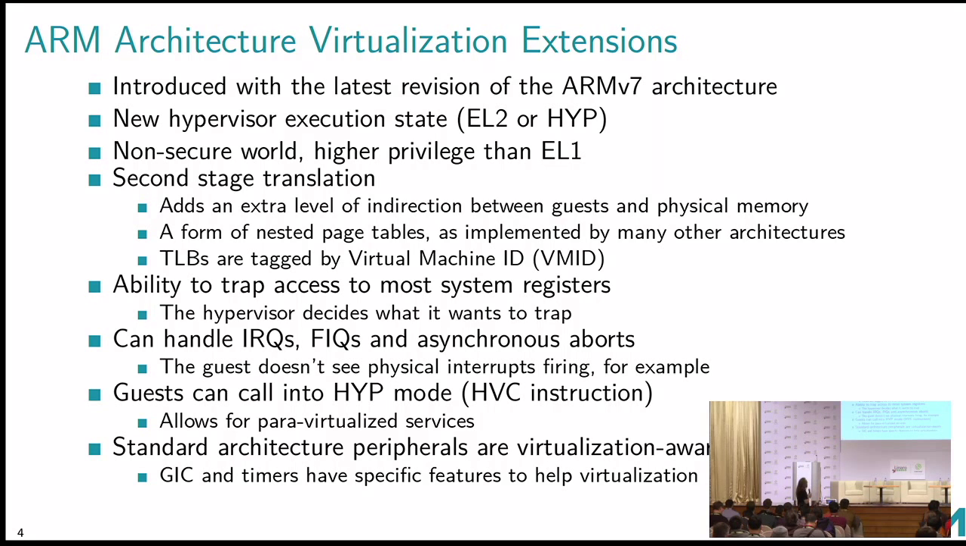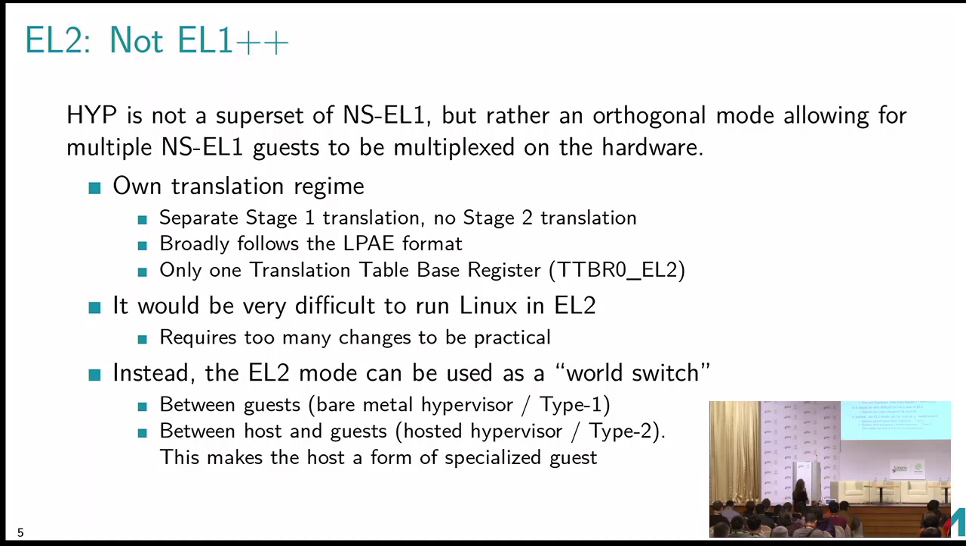And the standard peripherals, namely the GIC and the timers, have special features to help with virtualization. So on any A7, A15 platform, for example, you have these features, except if you have a Raspberry Pi 2, in which case you're screwed. So EL2 is not a superset of EL1. It's basically an orthogonal mode. It allows you to multiplex several EL1s on the same hardware.